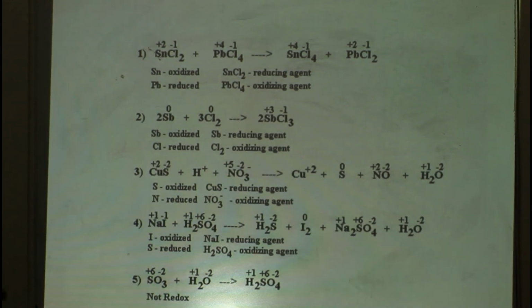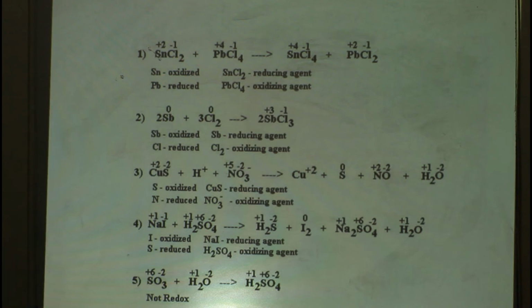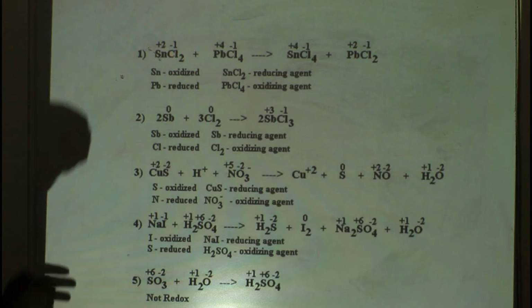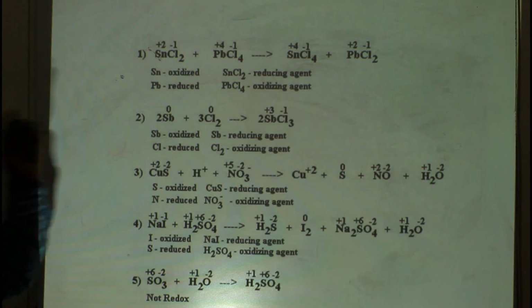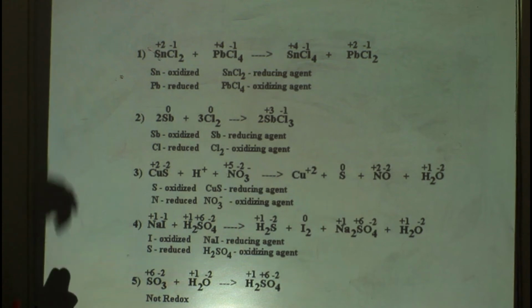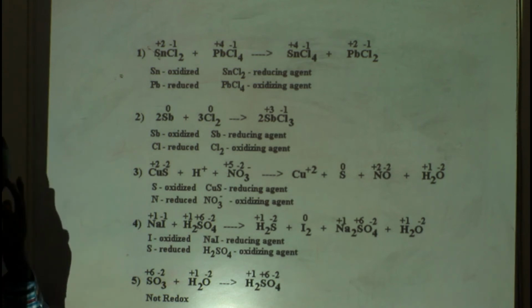Now, when we come here, because there has been a change in the tin from 2 to 4, we say tin has oxidized. Therefore, the whole of this compound has oxidized. The whole of the tin chloride has oxidized. But then the lead tetrachloride has reduced. What caused the lead tetrachloride to reduce? It is the tin chloride. So we say the tin chloride is a reducing agent.